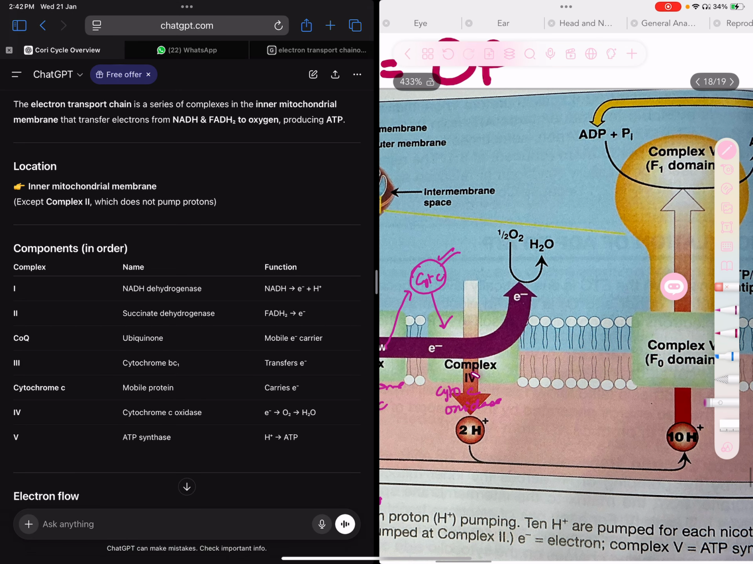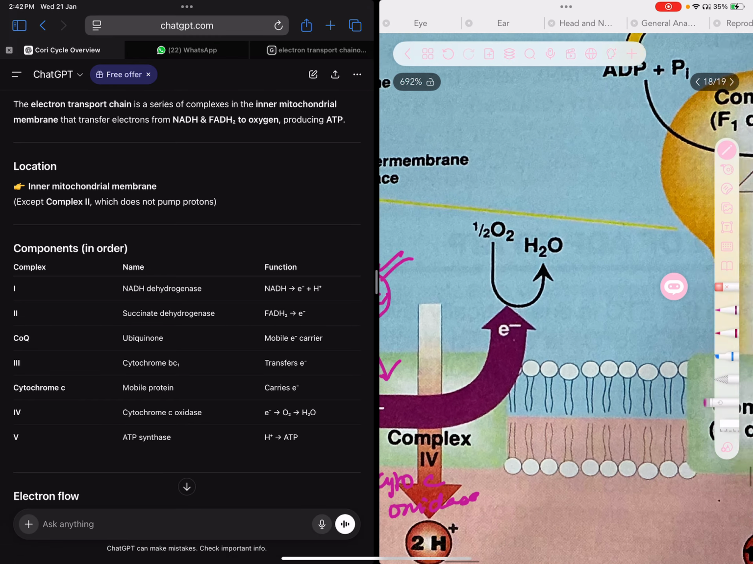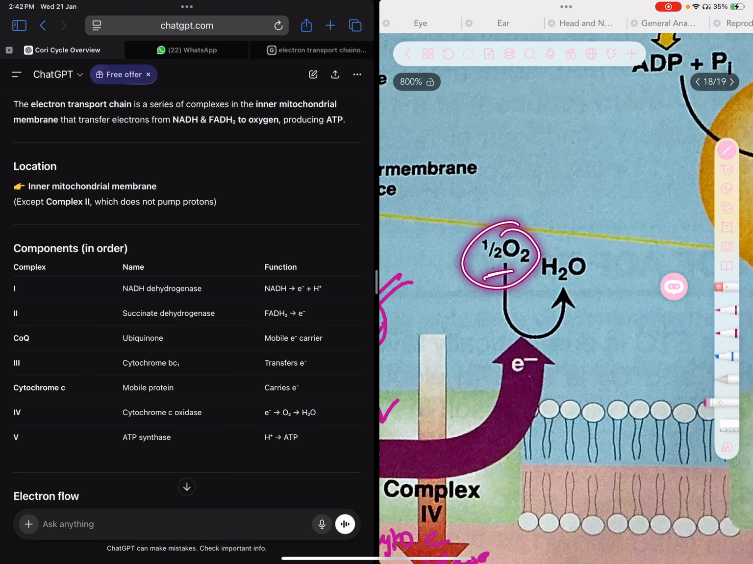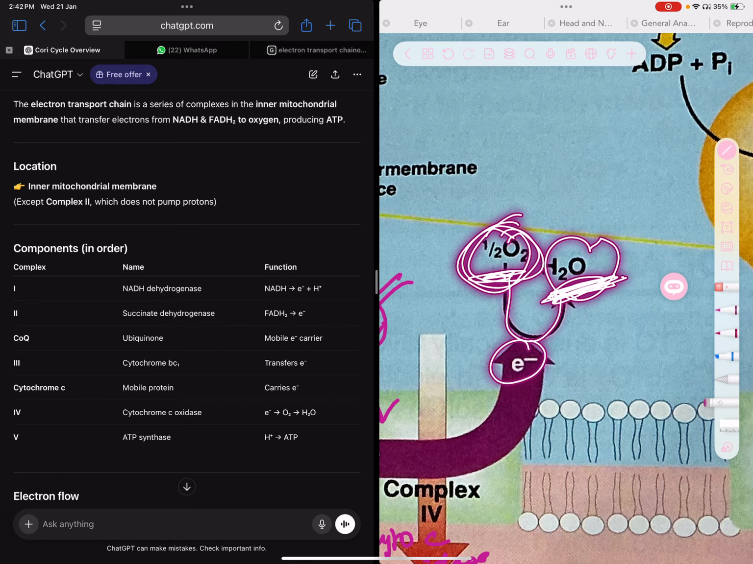So now complex 4, which is cytochrome oxidase, receives the electrons, and what does it do? It sends those electrons to the final electron acceptor. What is the final electron acceptor? It's oxygen, half an oxygen. So half an oxygen accepts that electron and gets converted to water. So the final product is water. So you got the water, and this electron did its work.